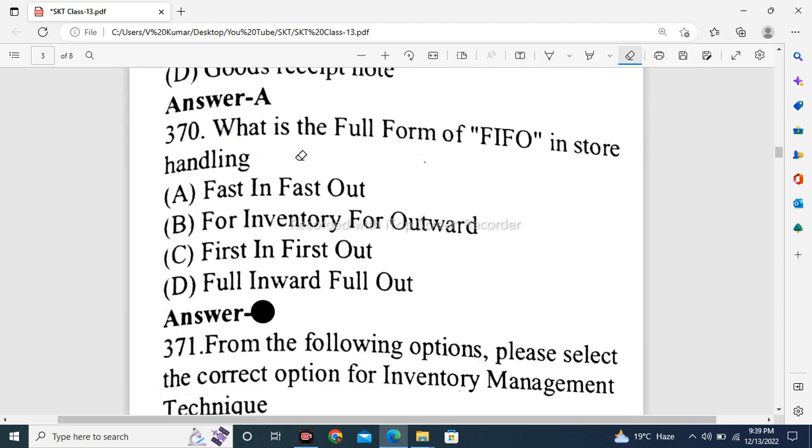Next, what is the full form of FIFO in store handling? First in, first out. Answer is C, first in, first out. The full form of FIFO is first in, first out.